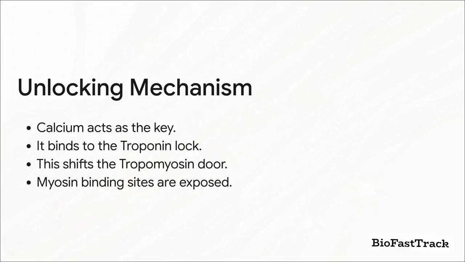So, when the calcium key binds to the troponin lock, it swings that tropomyosin door wide open, exposing the actin binding sites so the muscle can finally contract. That calcium that just flooded out of the sarcoplasmic reticulum acts as the key. It binds directly to the troponin. This binding causes troponin to totally change its shape, literally dragging the tropomyosin ribbon away from the binding sites on the actin. And boom, suddenly the myosin heads have a clear target.